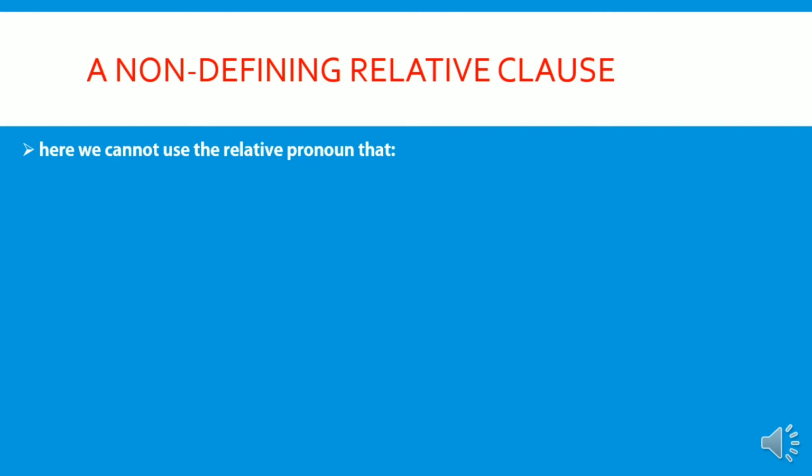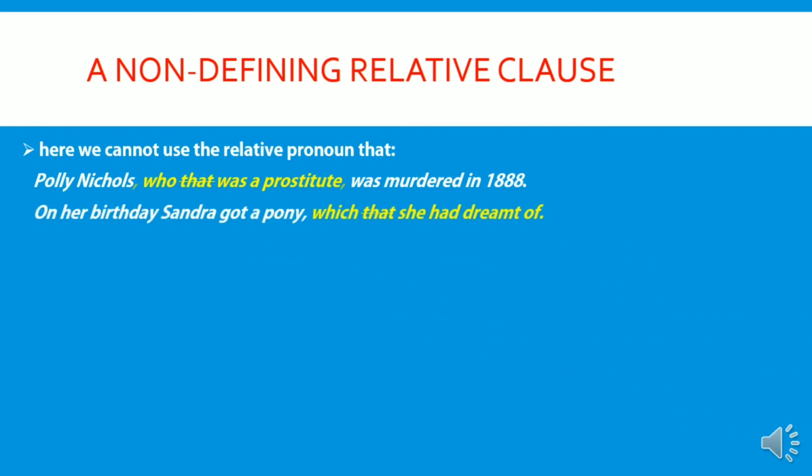Paul and Nichols, who atau that? Ya, who. Paul and Nichols, who was a prostitute, was murdered in 1888. Okay. Ini tetap refernya ke who karena udah jelas kan. Nah, sini juga: on her birthday Sandra got a pony which she had dreamt of. Okay. Ini masih non-defining juga, tapi kalau seperti ini ya kita harus memakai relative pronoun-nya.